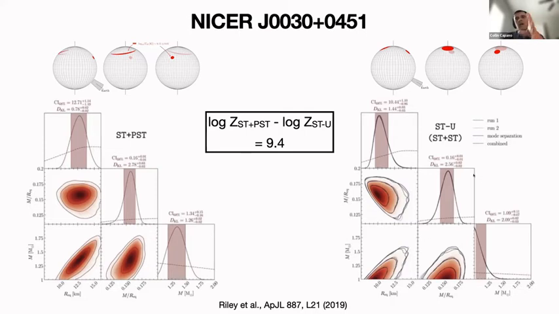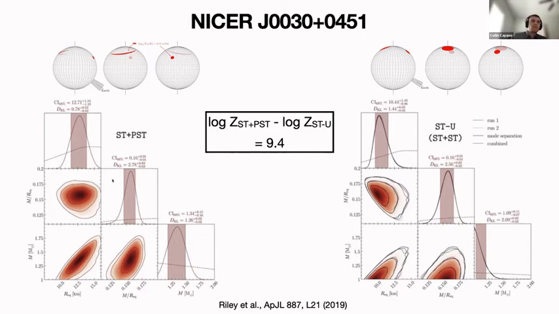Now, this model on the right was very much disfavored compared to the model on the left. If you calculate the Bayes factor or the log Bayes factor, this one is favored over this one by a log Bayes factor of 9.4, which is very, very strong. But it does just highlight that if you use different configurations, you get a different result.